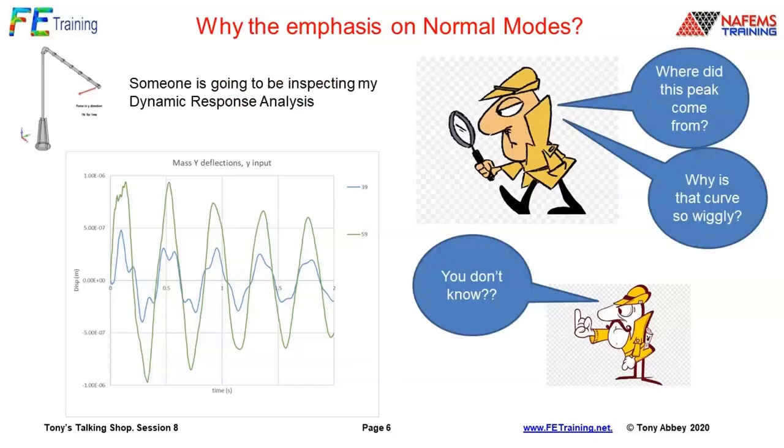And then somebody is going to be inspecting my dynamic response analysis. So I think this is an Inspector Clouseau cartoon. He's looking at my results in here, and if you look at mode 39, it's wiggling all over the place. Node number 59 has a peak here. And a good question would be, where did that peak come from? Why do we get that peak there at that particular point in time? Why is the other curve so wiggly?